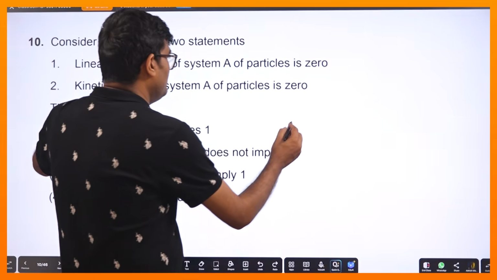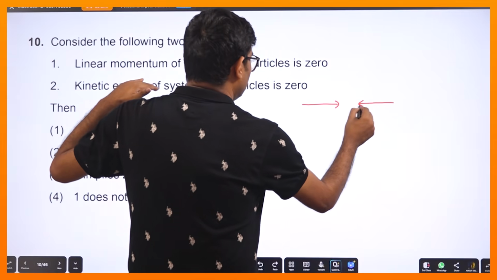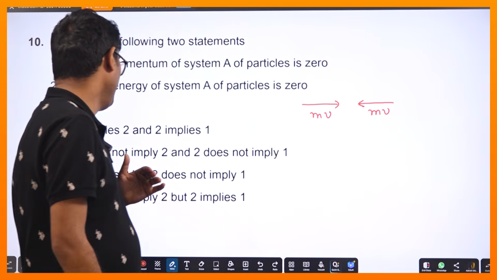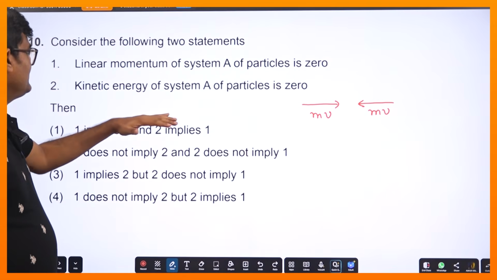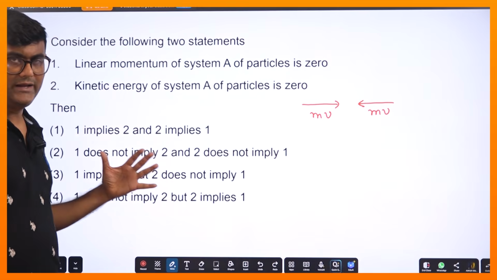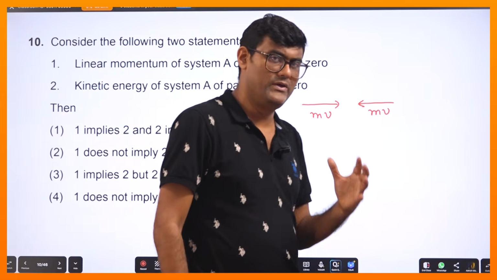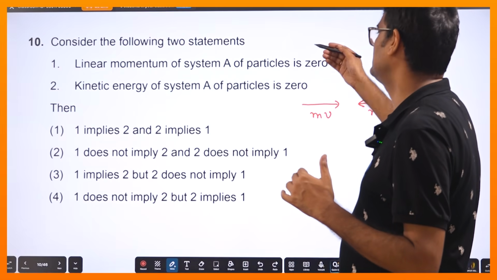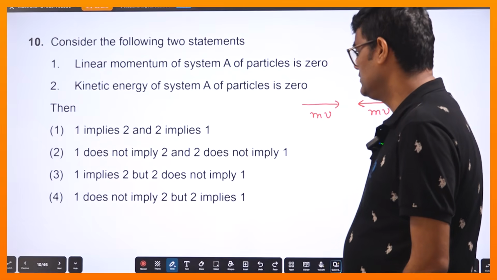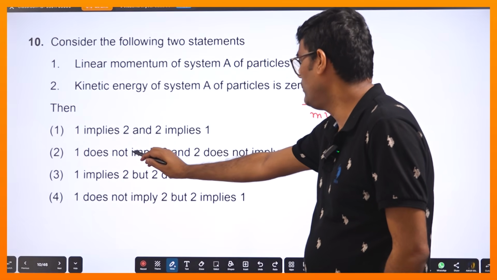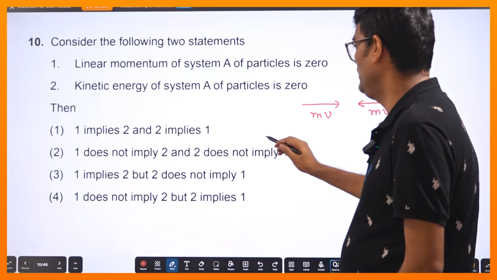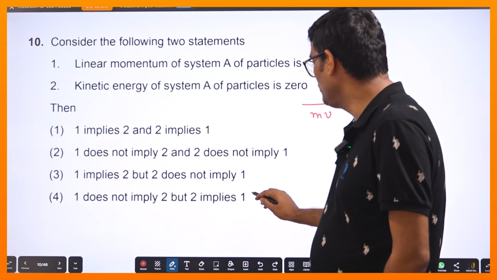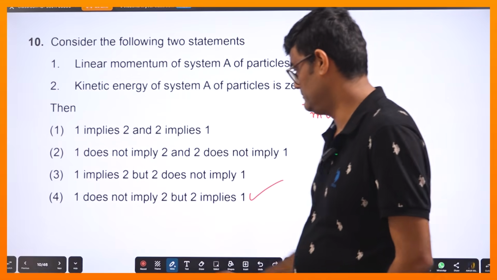Look, if the linear momentum is 0, that means if it is mv and this is mv, the linear momentum is 0, but the kinetic energy is 2 into half mv square. But if the kinetic energy of the system is 0, every particle must be at rest. Then the linear momentum of the system must be 0, right? So 1 does not imply 2, but 2 implies 1. I think this is the correct option.